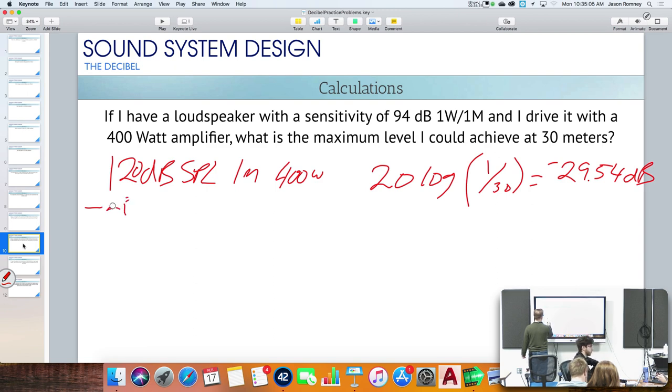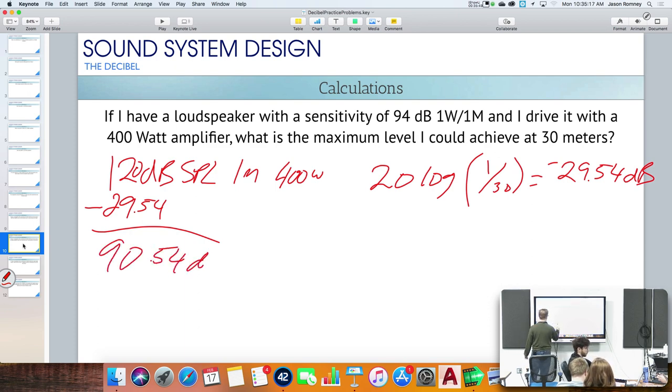Oh, that's awful. So negative 29.54 gives us what? How much is left? 90.54. Yeah. So still should be plenty for most purposes. But see the big difference, right? Between feet and meters, right? A meter is... 90.45. Okay. So there you go.